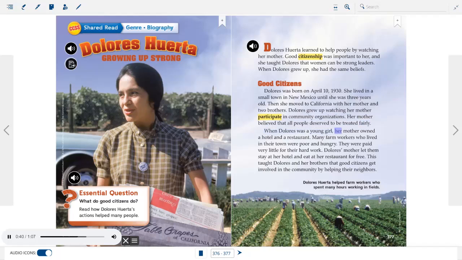When Dolores was a young girl, her mother owned a hotel and a restaurant. Many farm workers who lived in their town were poor and hungry. They were paid very little for their hard work. Dolores' mother let them stay at her hotel and eat at her restaurant for free. This taught Dolores and her brothers that good citizens get involved in the community by helping their neighbors. Dolores Huerta helped farm workers who spent many hours working in fields.